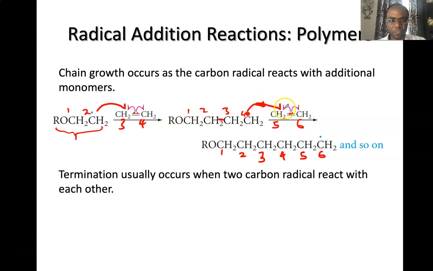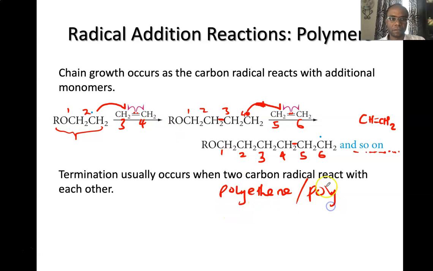This red fishhook arrow and the purple one makes a bond in between, and so on and so on and so on. So you can keep on adding your ethenes. Okay, in the process, you're gonna make polyethene. You make polyethene. Why? Because you used ethene as a monomer. This is otherwise called polyethylene or polyethene.